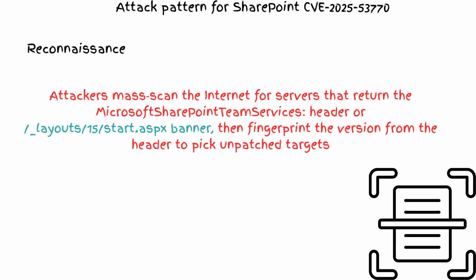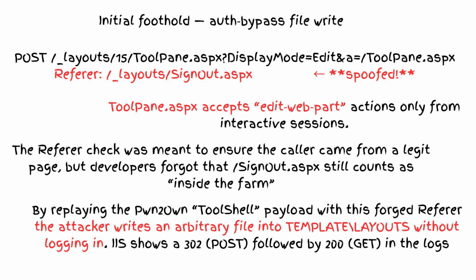So far, you have seen what IIS logs look like. Now let's try to correlate with the recent SharePoint vulnerability, CVE-2025-53770. Let's see how attackers jump from no login to full system control in a few clicks. The attack pattern begins with the very first stage, reconnaissance. They scan the internet for any site replying with the Microsoft SharePoint team service header. Second, the sneaky upload.